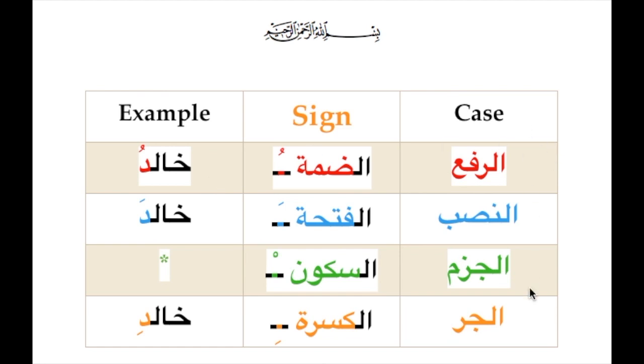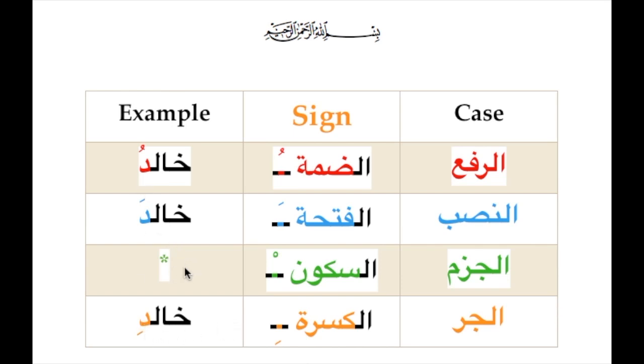So the cases are here: al-rafa', al-nasb, al-jazm, al-jar. And this is the sign that matches them from the moves: al-dhamma, al-fatha, al-sukoon, al-kasra. Here we have it on top of a word, at the ending of a word, which happens to be alam, a name of a person, Khalid. So al-rafa' here: Khalidu, Khalida, Khalidi. You see it at the ending.